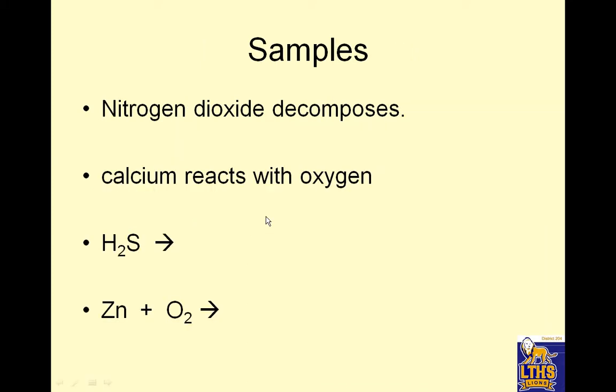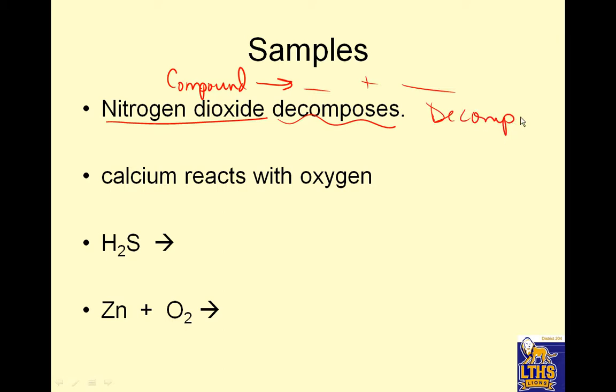What about looking at samples, to see if we can identify them? All right, this says nitrogen dioxide. Well, that's a compound, nitrogen dioxide. And then it says decomposes, key word, decomposes. A compound breaks down into smaller pieces. All right, so this is a decomp reaction. How do we recognize this one? Okay, calcium reacts with oxygen. This is an element and this is an element. So what type of reaction is this? Combination or synthesis, because it's 2 elements reacting.